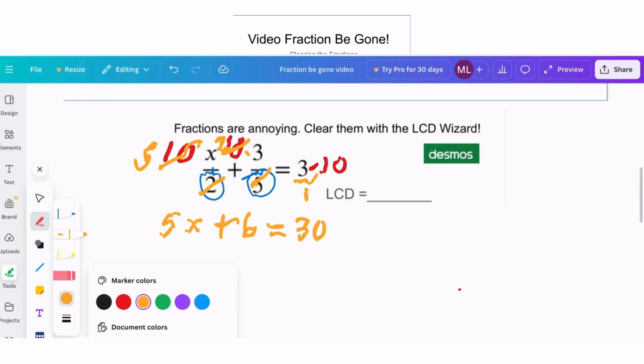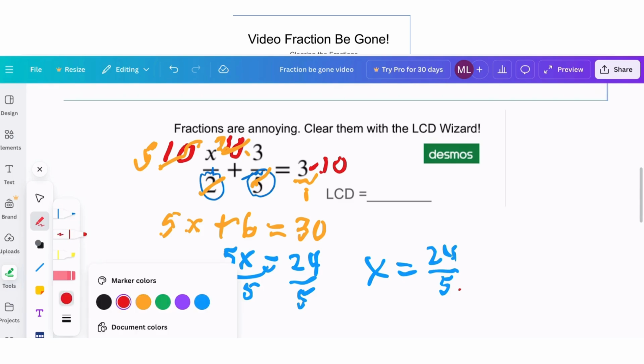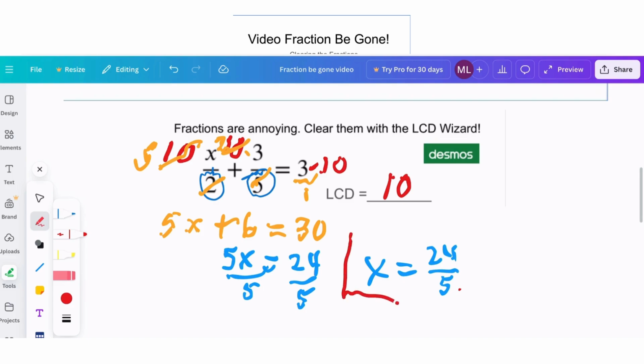Now it's simply an easy two-step process. We're going to subtract 6 from both sides, leaving us with 5x equals 24, and then divide both sides by 5, giving us a final answer of x equals 24 over 5. And that, of course, once again, is using the LCD of 10. So here is my fractional equation solved for x.